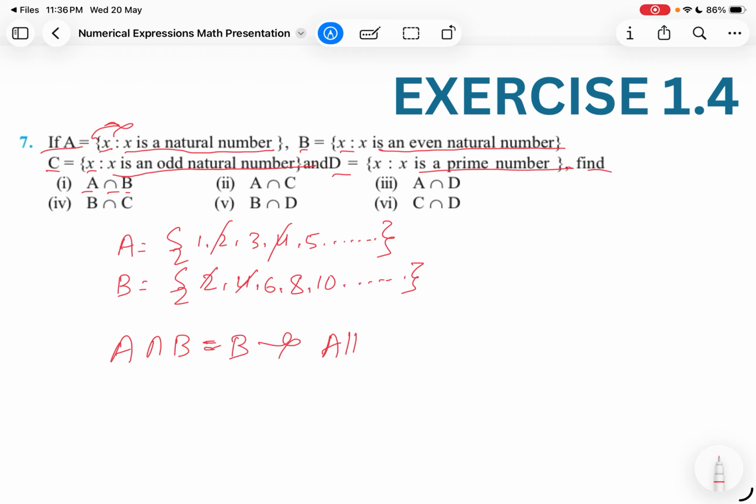It means all even natural numbers, right?